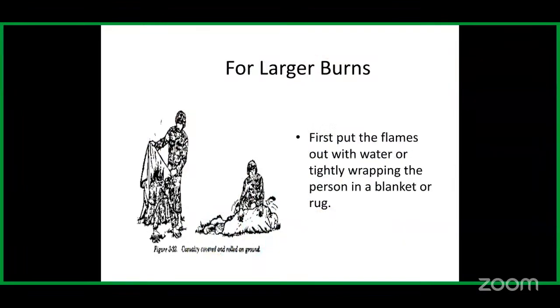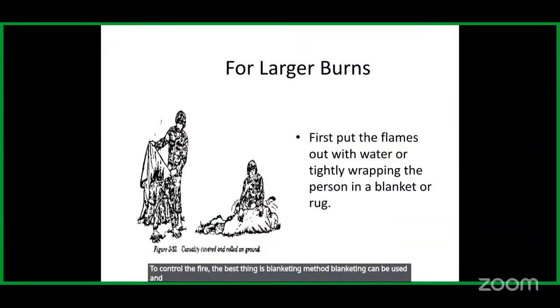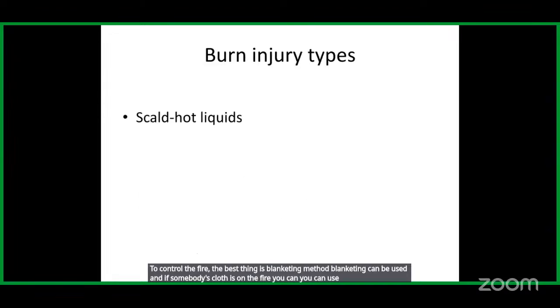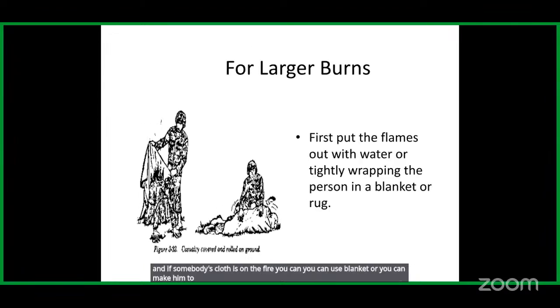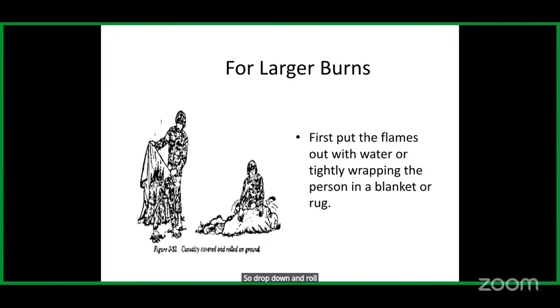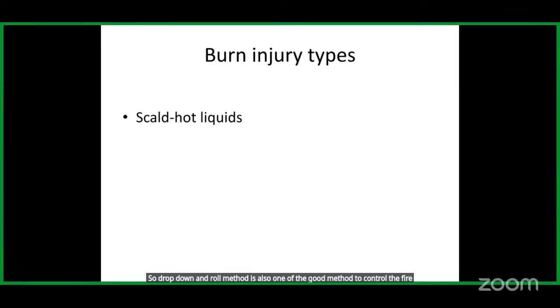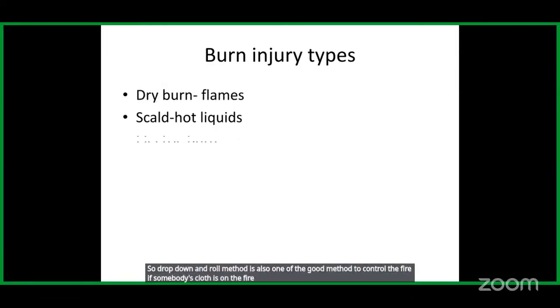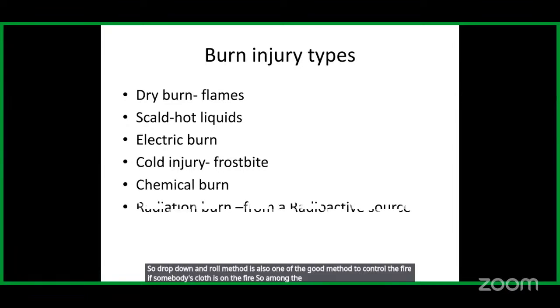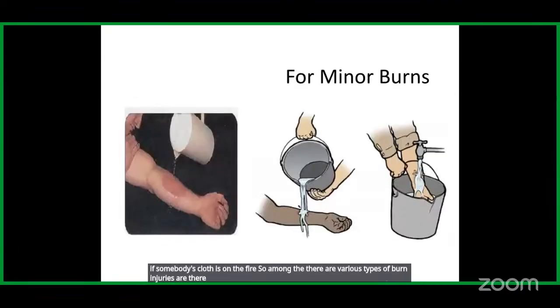Then to control the fire, the best thing is the blanketing method. Blanketing can be used, and if somebody's cloth is on fire, you can use a blanket, or you can make him drop down, cover himself, and roll. So the drop down and roll method is also a good method to control the fire if somebody's cloth is on fire.